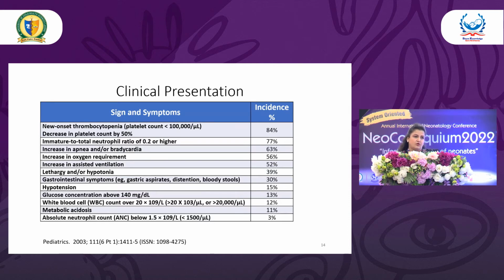Then, of course, these are all the telltale signs of worsening in a child on antibiotics. If there is an increased requirement of oxygen, new onset of apnea or bradycardia, increased ventilatory requirement, presence of lethargy, hypotonia, new GI symptoms, hypotension, having hyperglycemia. These are all clinical manifestations of invasive fungal infections.